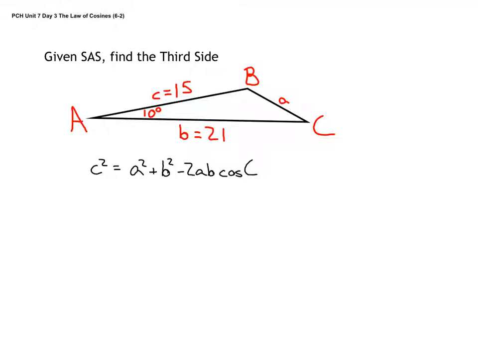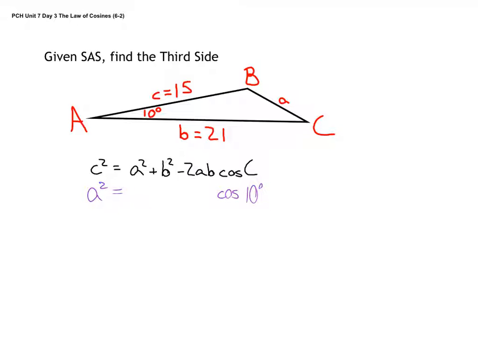Now, this was the formula we looked at, but remember we said that the letters that are used are pretty arbitrary. The key here is that we know the 10 degree angle, so we're going to use the cosine of 10 degrees, and that means what has to go over here by itself? The little a squared. Yes, the little a, because the angle is across from the side that we're trying to find here.